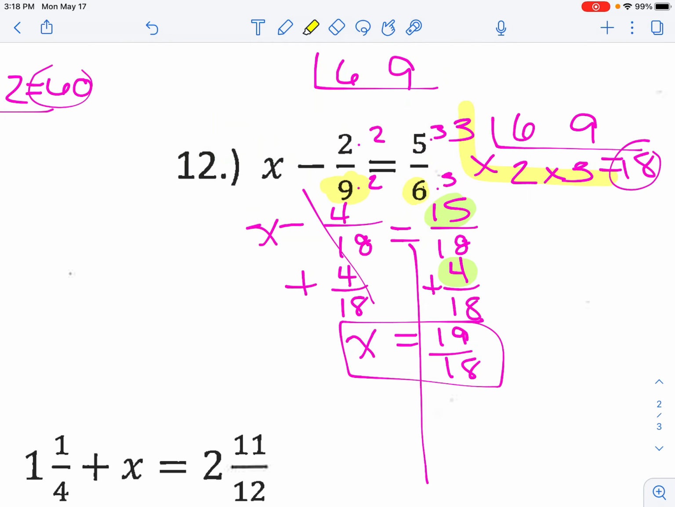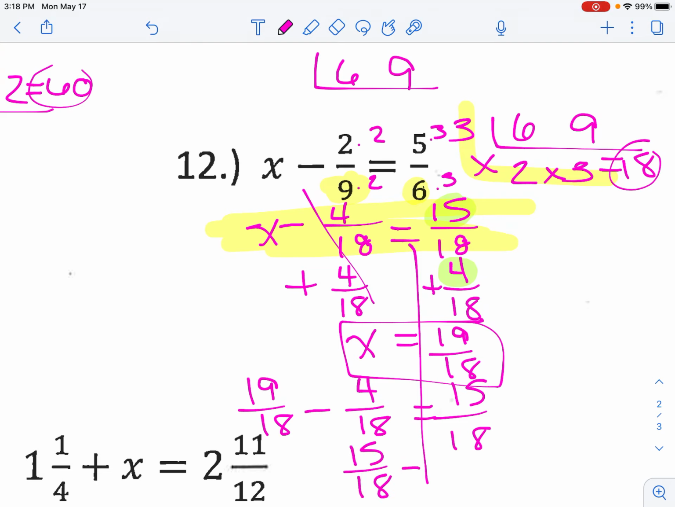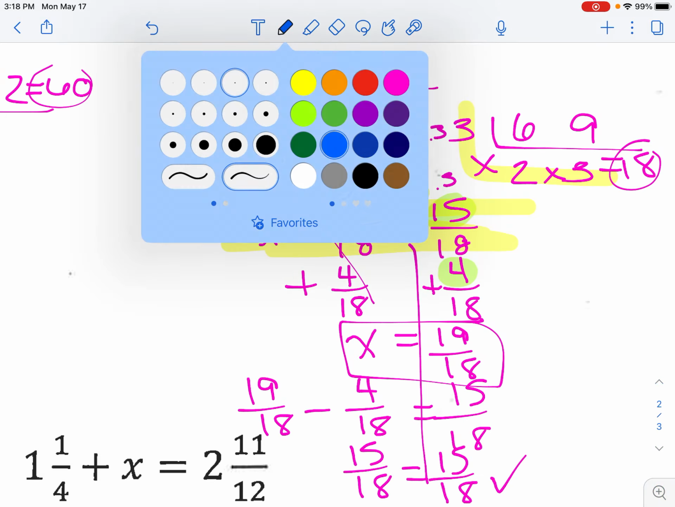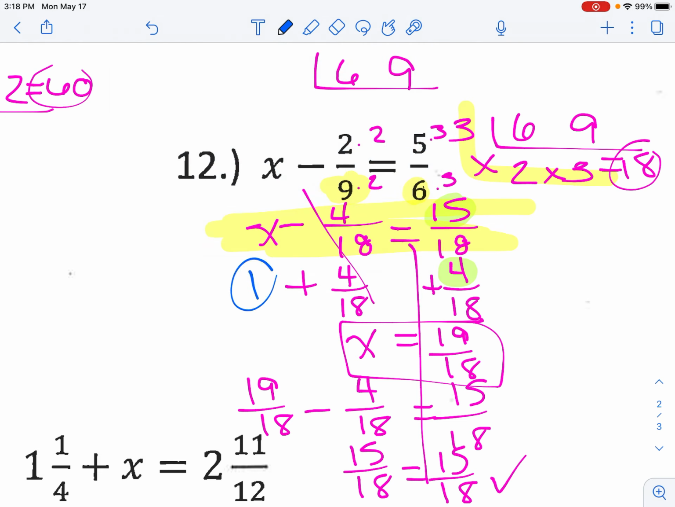So now I'm going to look at this equation, and I'm going to substitute for x. Is 19/18 minus 4/18 equal to 15/18? 19 minus 4 is 15. 15/18 equals 15/18. Check. We showed our inverse operation. We boxed our solution. We substituted, and we checked. Okay, that was a long one.